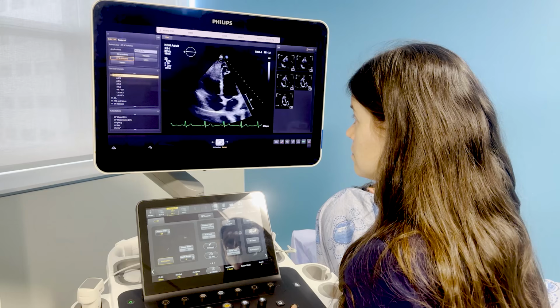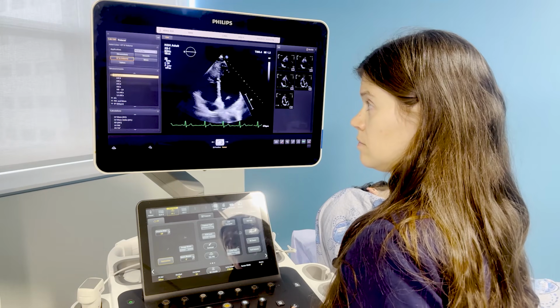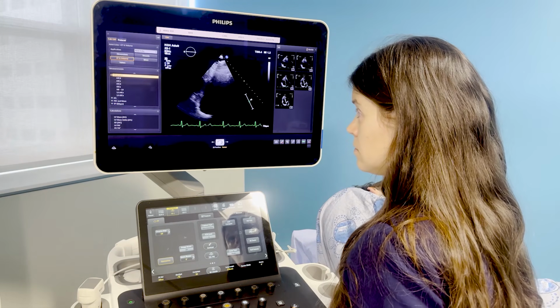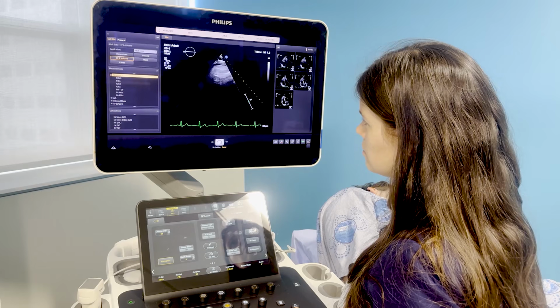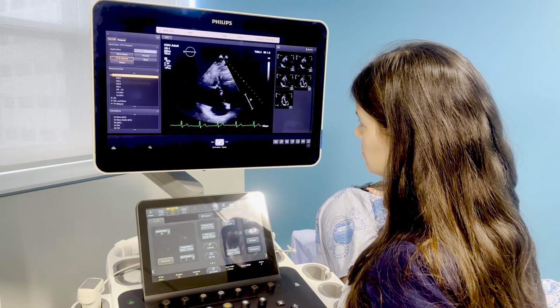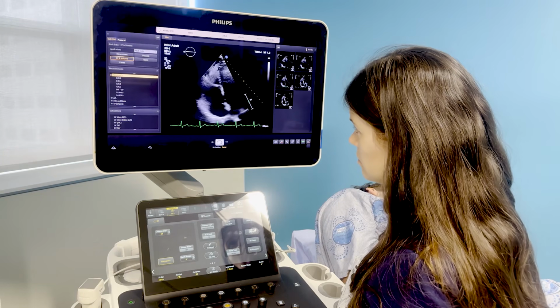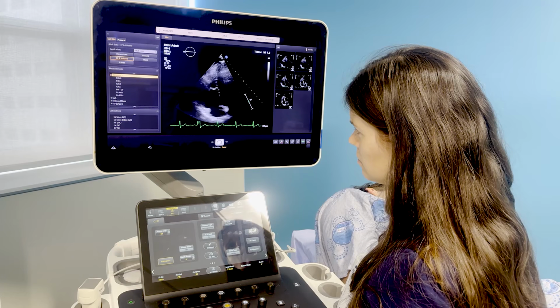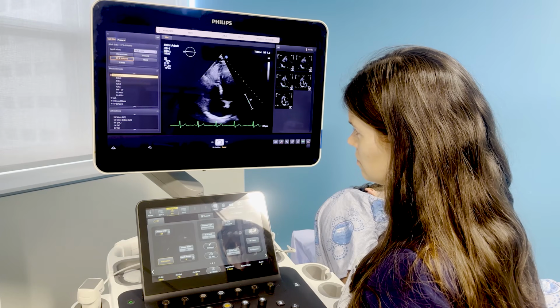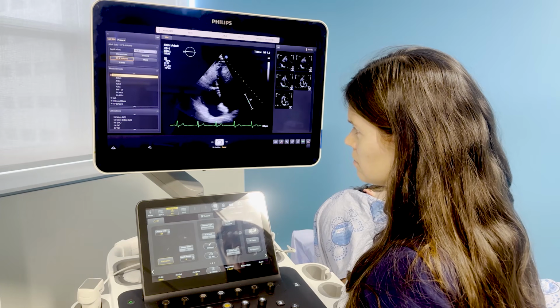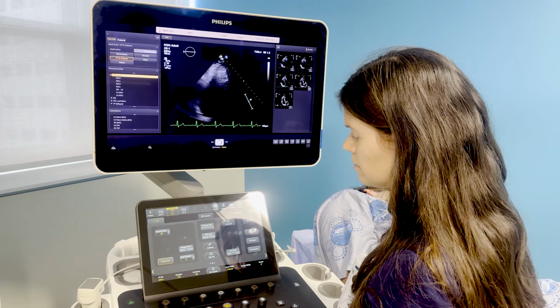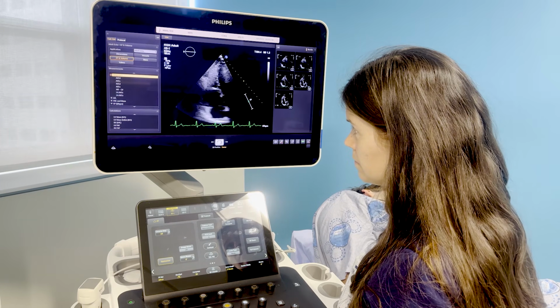Great. So next we're going to move on to RV size. So remember, RV enlargement is a hallmark of chronic pressure overload and maladaptive remodeling in pulmonary hypertension. RV size is really important for risk stratification, monitoring disease progression, and assessing response to therapy.